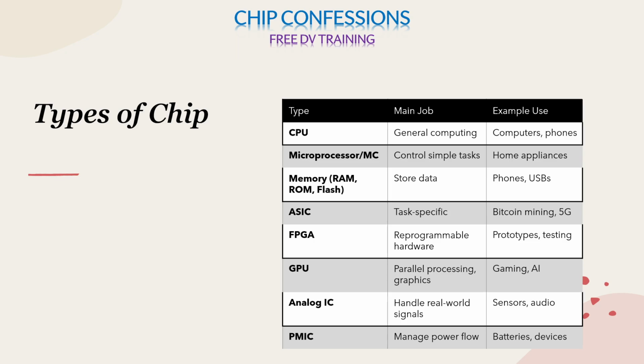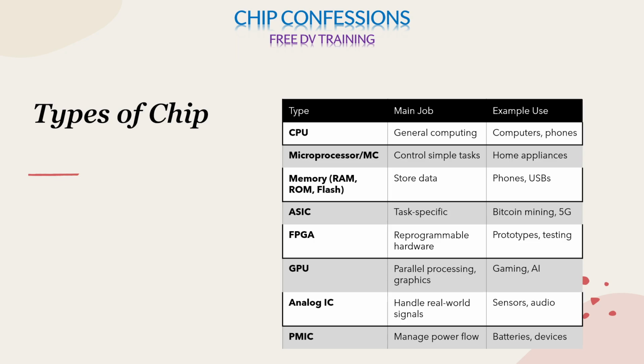Then we have analog ICs. Analog, as the name itself suggests, deals with real world signals like analog signals. Example, audio signal, video signal, and we have temperature, pressure, voltage, like this, sensor signals. These analog ICs will be dealing with these kinds of things.